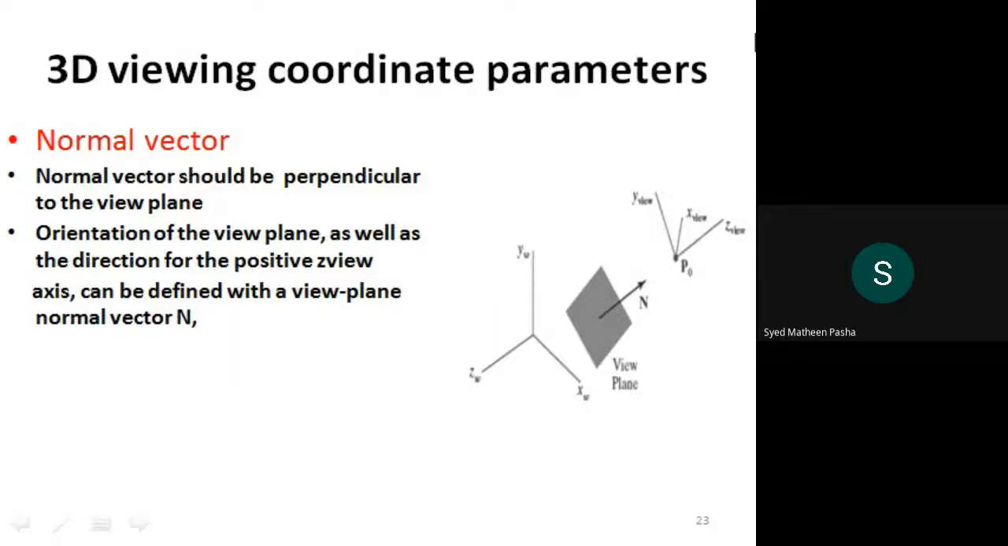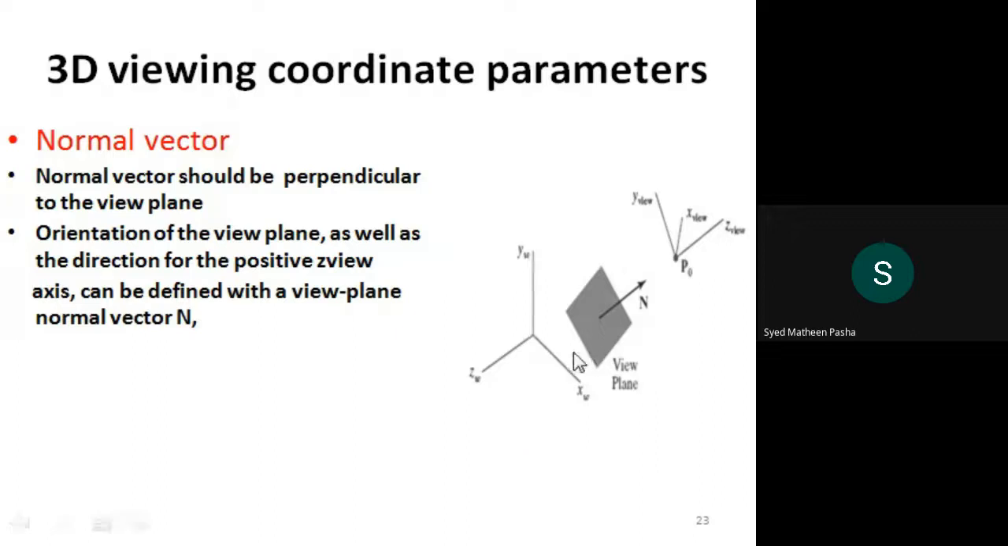The next parameter of 3D viewing with respect to coordinates is the normal vector. So what is a normal vector? I can say a normal vector is nothing but a direction which is perpendicular to the view plane. Check out the diagram, where three different axes are represented: x, y, as well as z. The normal vector, I told you, is a direction.